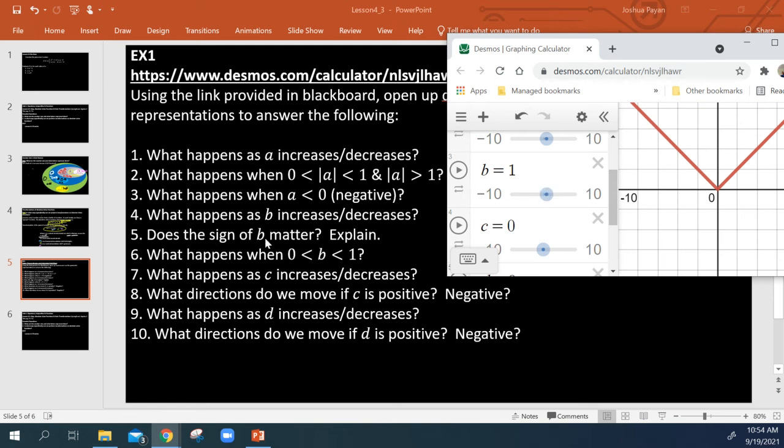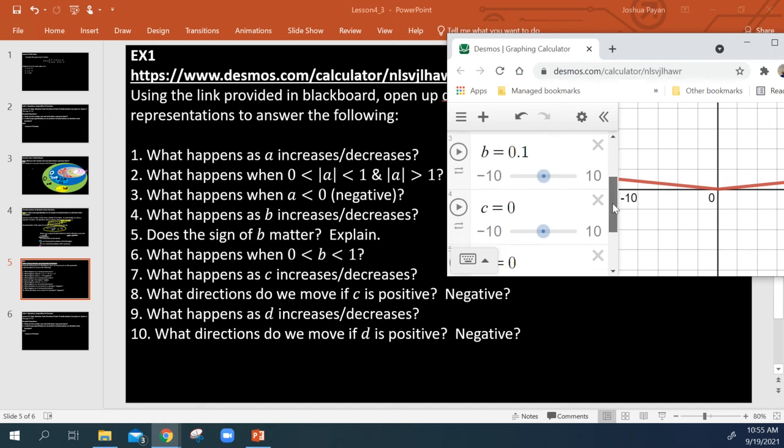So we answered 4 and 5 in one shot. So the sign of B, does it matter? No, it doesn't matter. What happens when B is a fraction? So when B is a fraction, we see, much like with A, a horizontal stretch or a vertical shrink, however you want to refer to that. Okay, they mean the same thing.